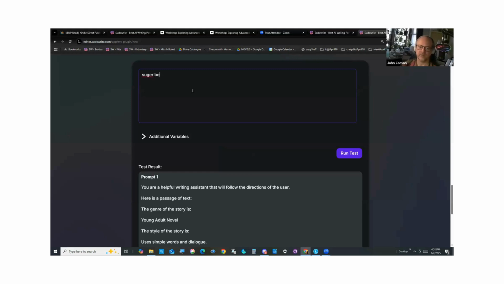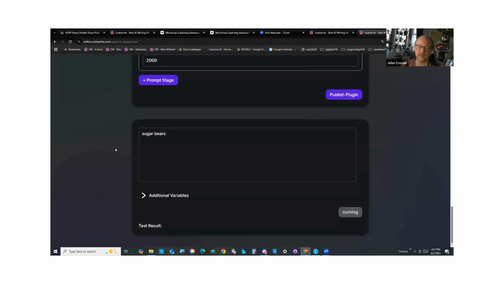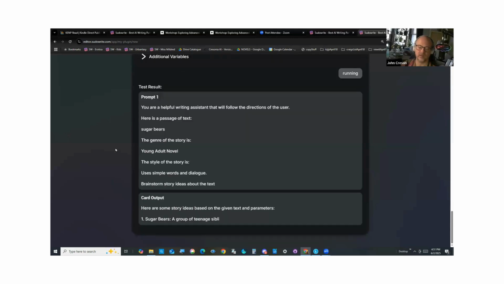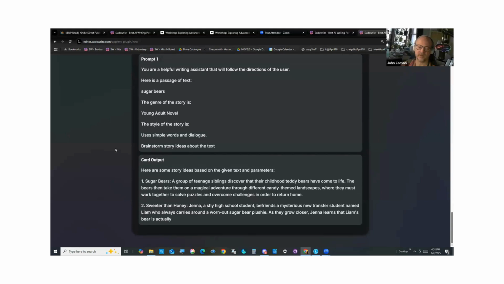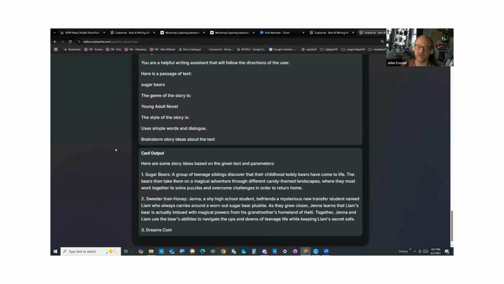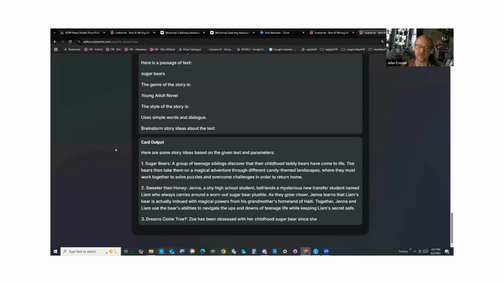Sugar bears. Test. Oh, it actually works. A group of teenage siblings discover their childhood teddy bears have come to life. The bears take them on a magical adventure through different candy-themed landscapes where they must work together, solve puzzles, and overcome challenges.